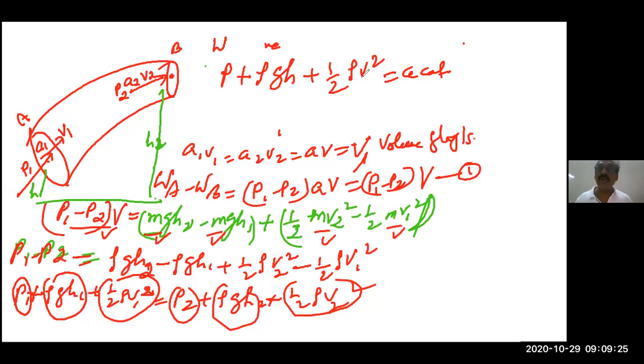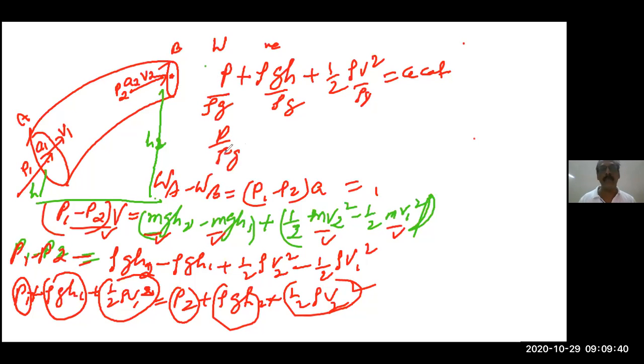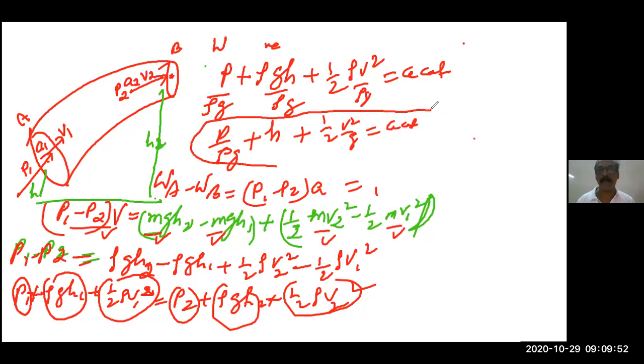Now, one more modification is there in the formula. In some books you can see everywhere divided by rho g. So this equation is sometimes represented this way also: P by rho g plus h, where rho will cancel, plus half V squared by g is equal to constant. This way also this formula is sometimes represented.